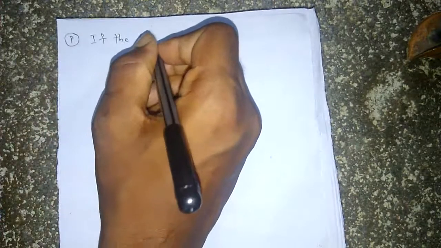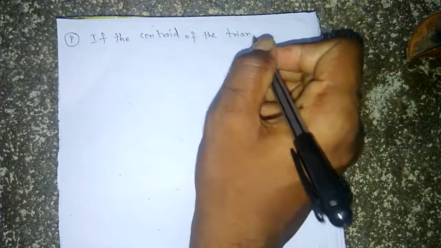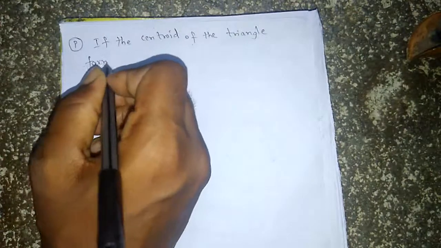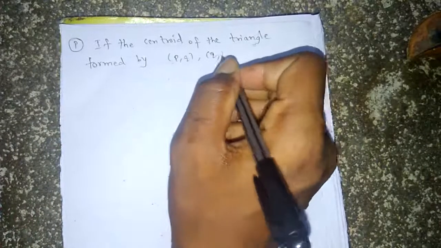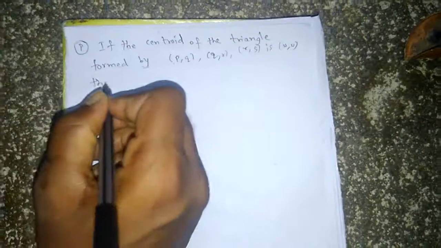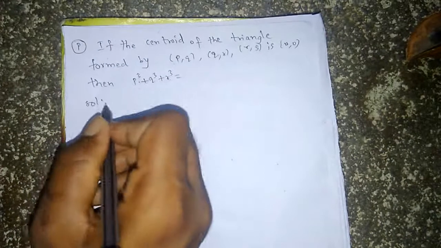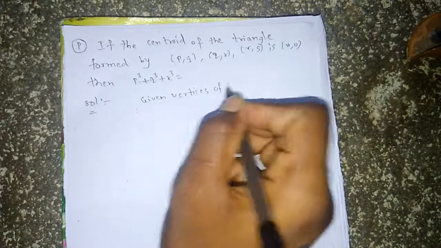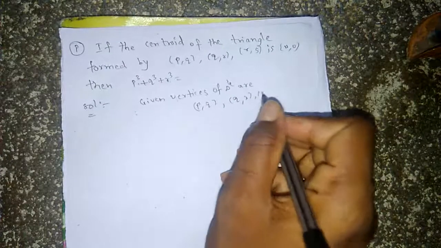If the centroid of the triangle formed by (p, q), (q, r), (r, s) is (0, 0), then p³ + q³ + r³ is equal to what? Here the given vertices of the triangle are (p, q), (q, r), (r, s).